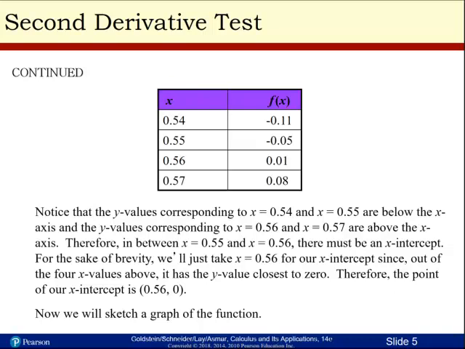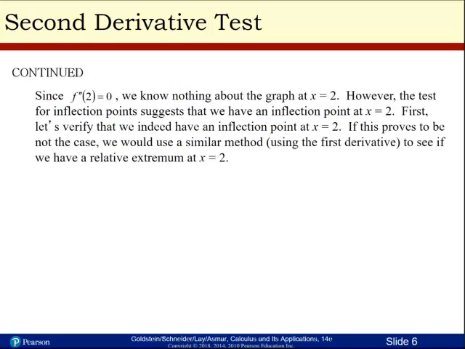Now, for the sake of brevity, we'll just take x equals 0.56 because we know it's close for our x-intercept, since out of the four values above, it has the y value that's closest to 0. Therefore, the point of our x-intercept is 0.56, 0. I can't graph any closer than that anyway. So now we're going to sketch a graph of the function, or we're going to sketch that point, and then we're going to do some other points as well.